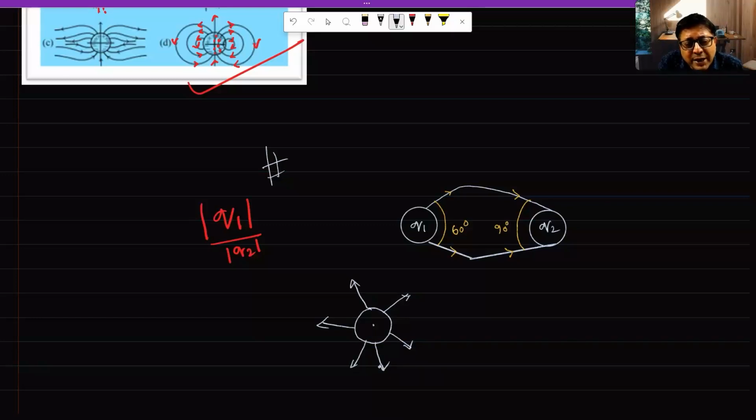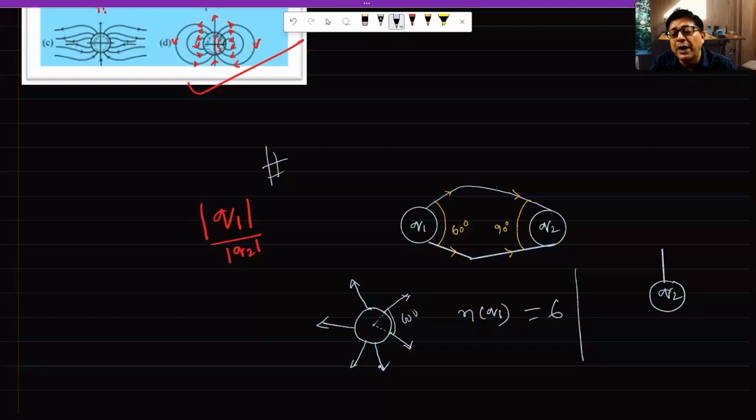Okay. What is the angle between two consecutive lines? If you produce them, they will meet at an angle of 60 degrees. So this one is 60 degrees. Between these two, 60. How many lines of forces can come out of Q1? This is going to be 6. Similarly, if you take Q2, how many lines of forces can come out? These two lines of forces make 90 degrees. So in total 4 lines of forces you can draw from here. So the number of lines of forces possible for Q2 is going to be equal to 4.